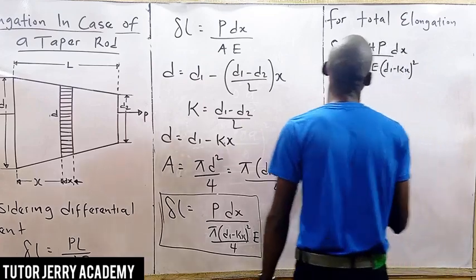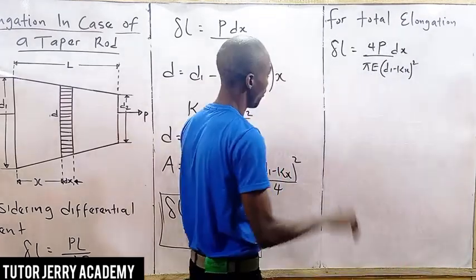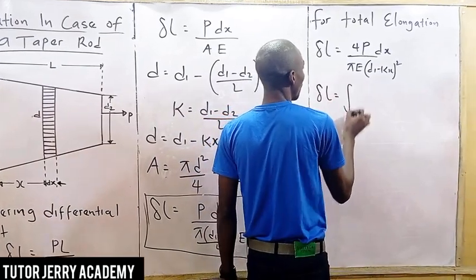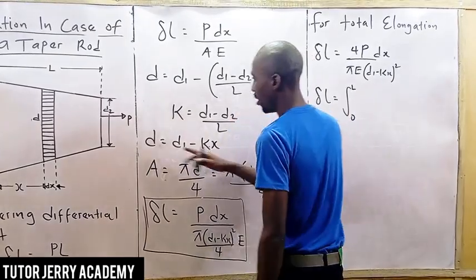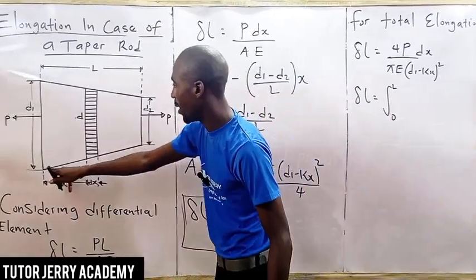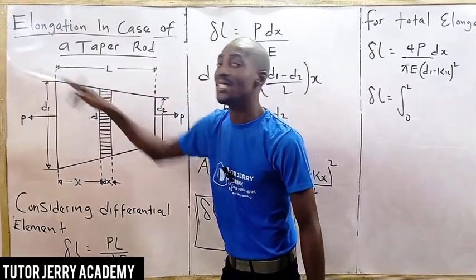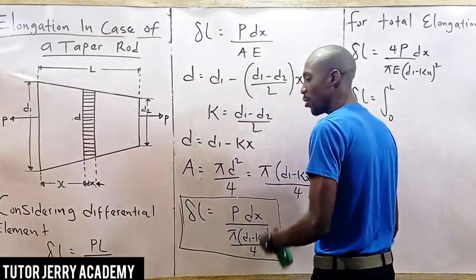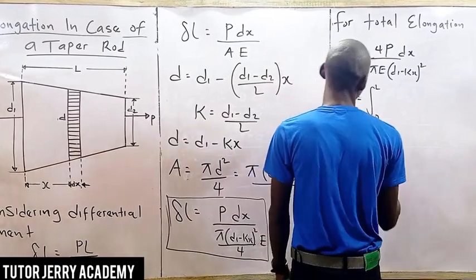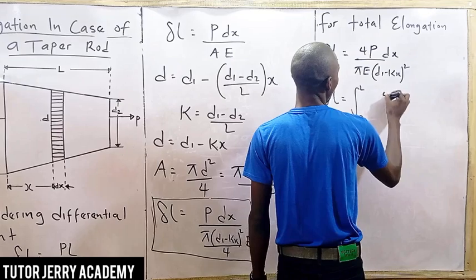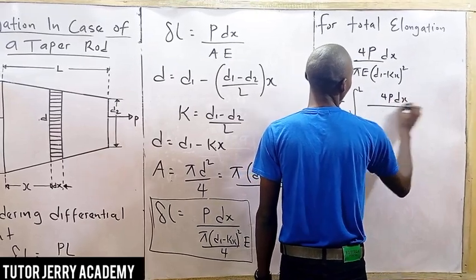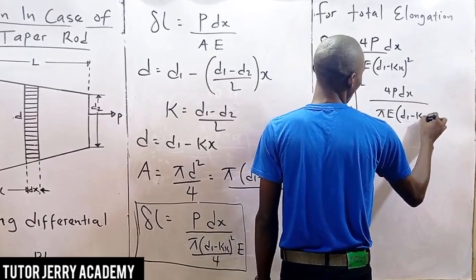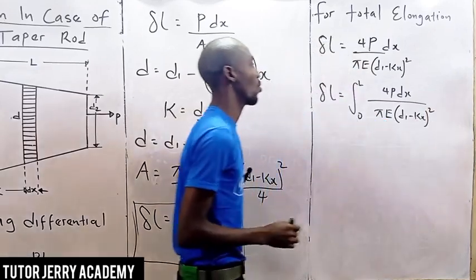We are going to integrate what we have here to get the total elongation. We are going to integrate from 0 to L. Don't forget the total length is L, and we are moving from the bottom to the top, that is from the lower limit to the upper limit. So from 0 to L, we have 4P dS all over pi E into (D1 minus KS) all square.